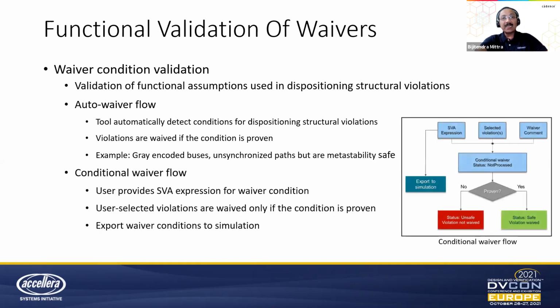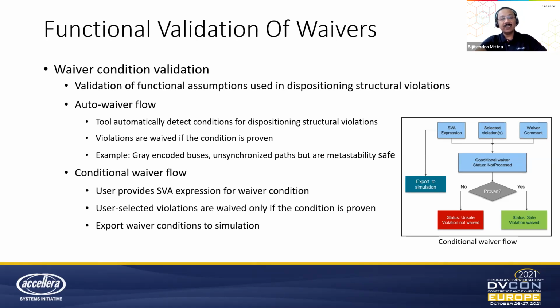And there are scenarios where the tool is not able to identify conditions. In those scenarios, you can also provide an SVA expression as the waiver condition. What the tool would do is prove that condition in formal, and if it is proven, it can waive off a set of violations which have been specified by the user, saying that you can safely waive these violations if this condition is true.